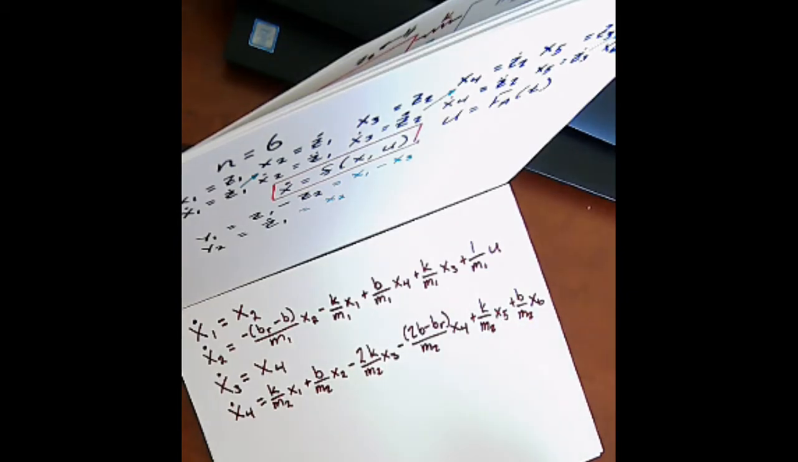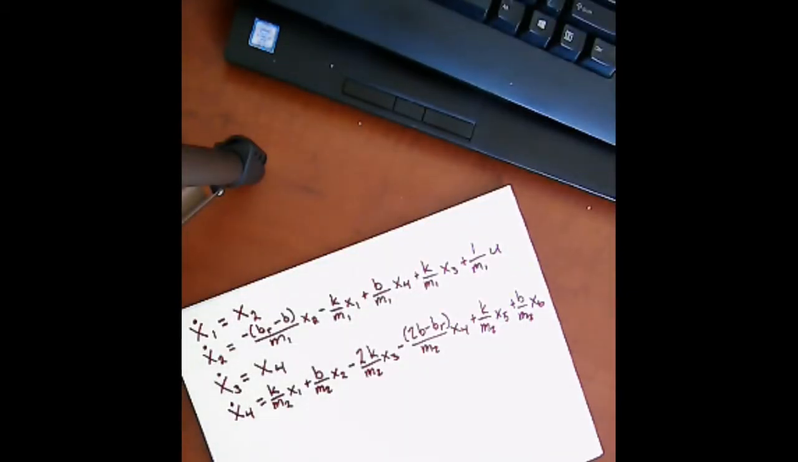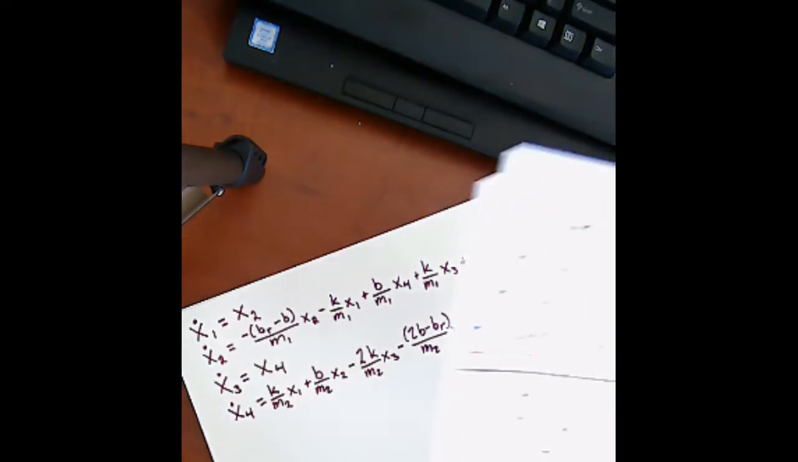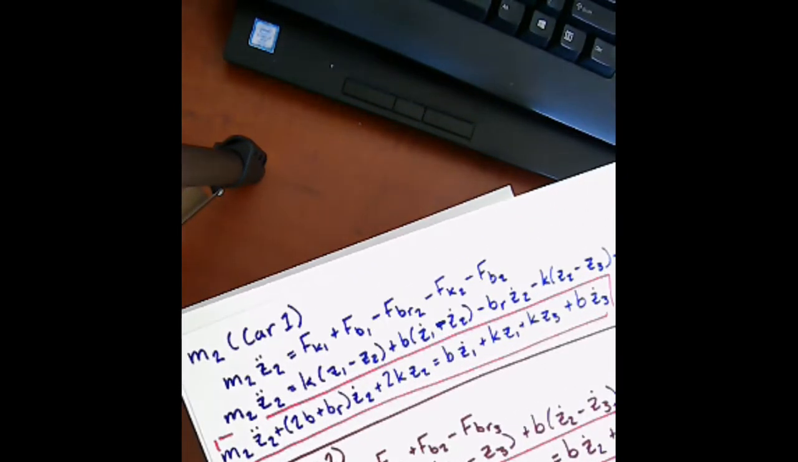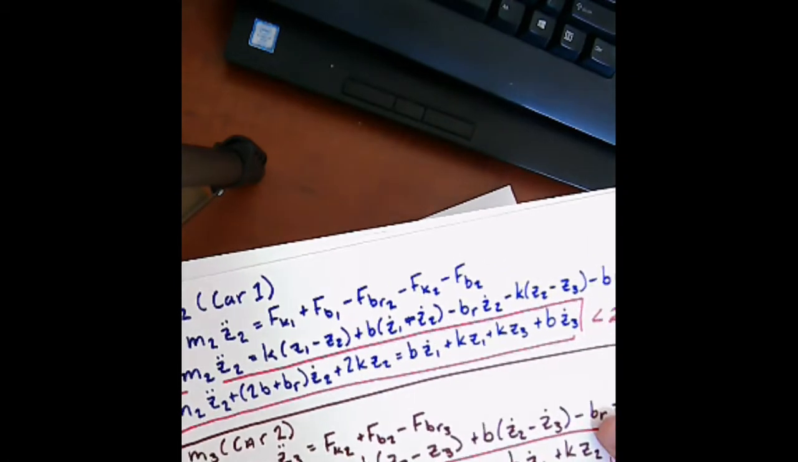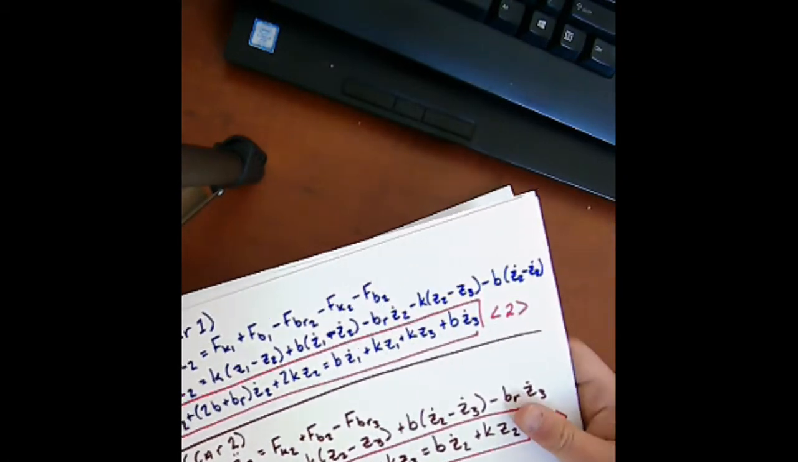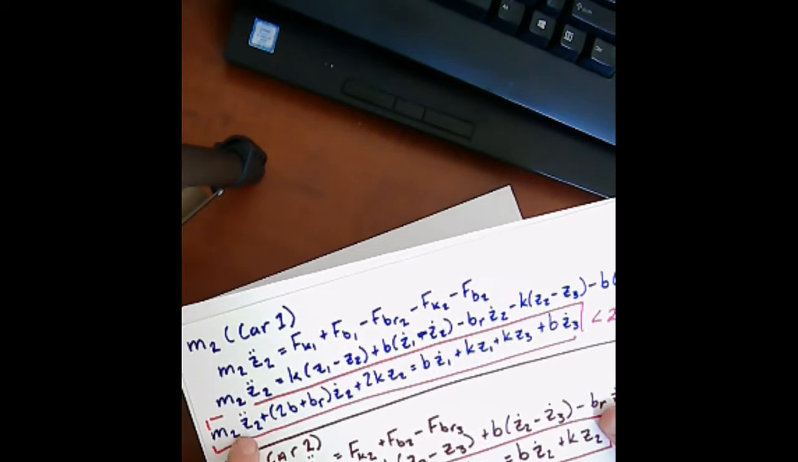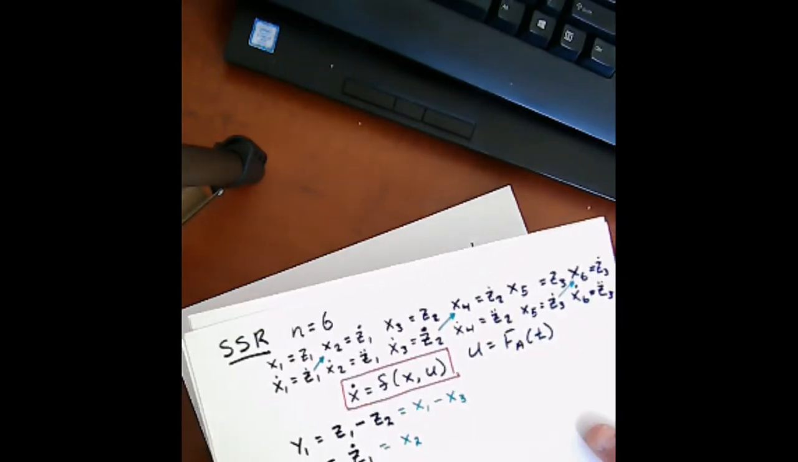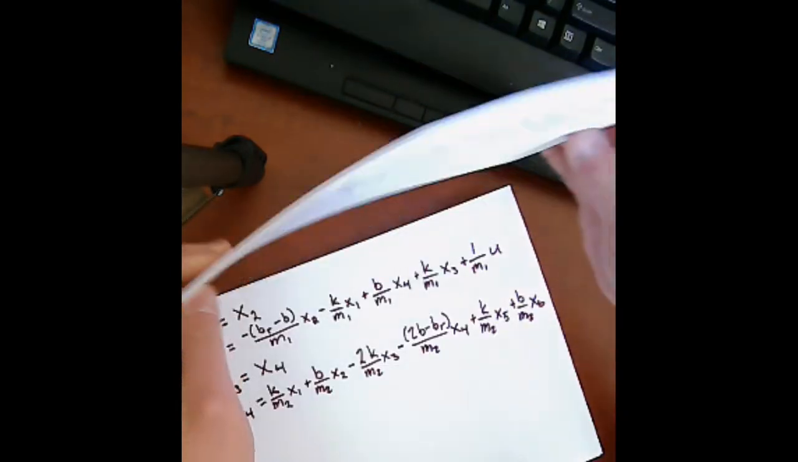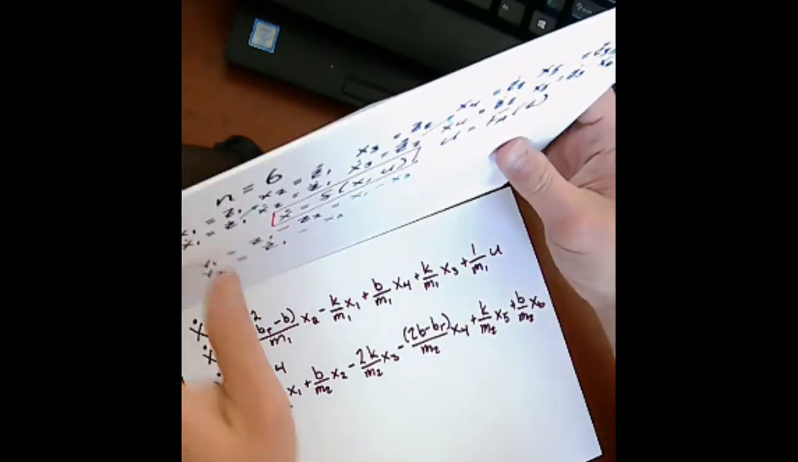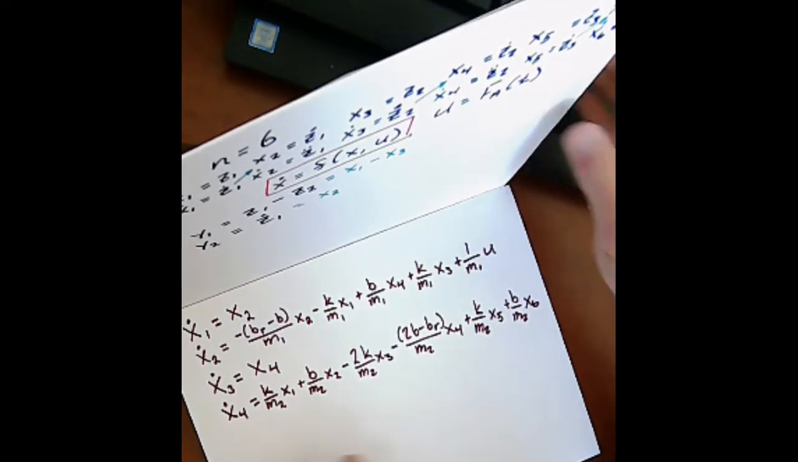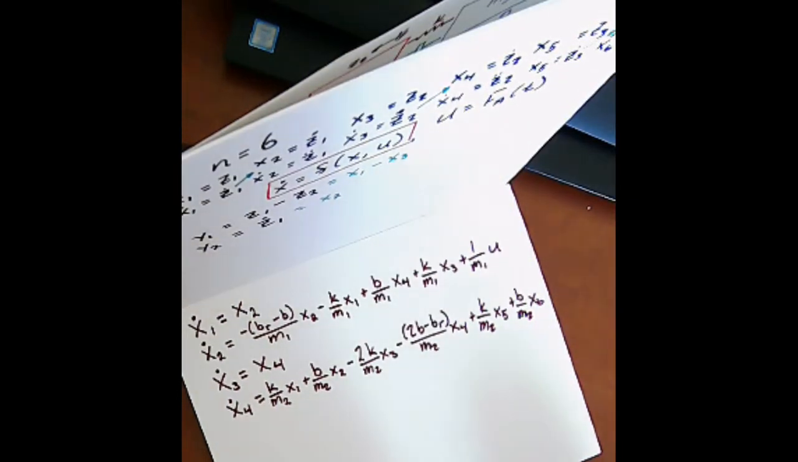Now, Dr. D, where did this come from? Great question. We took this equation right here, solved it for z double dot 2, and then plugged in the state variables.